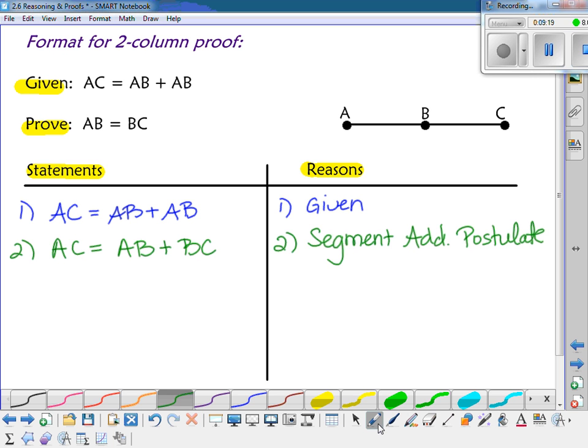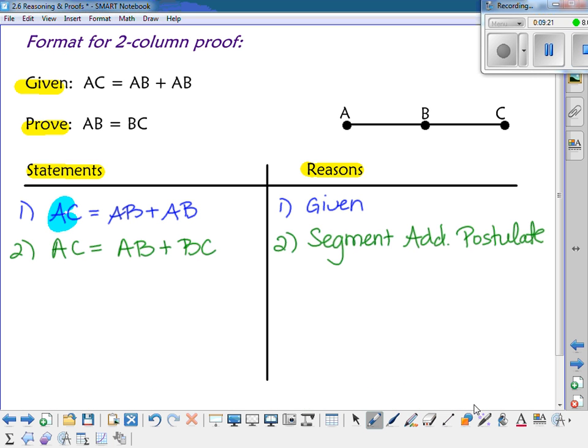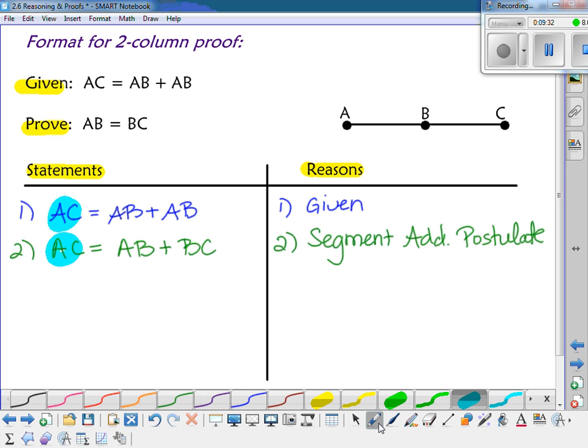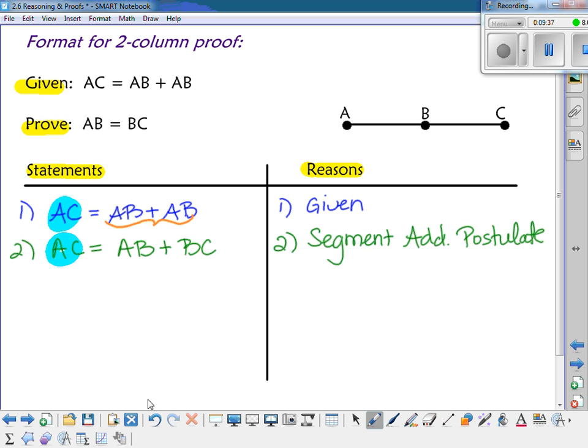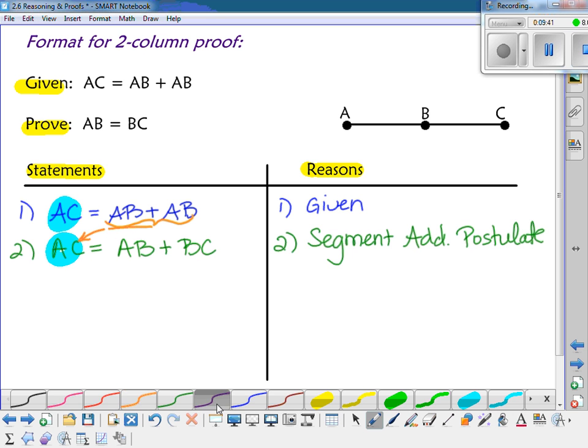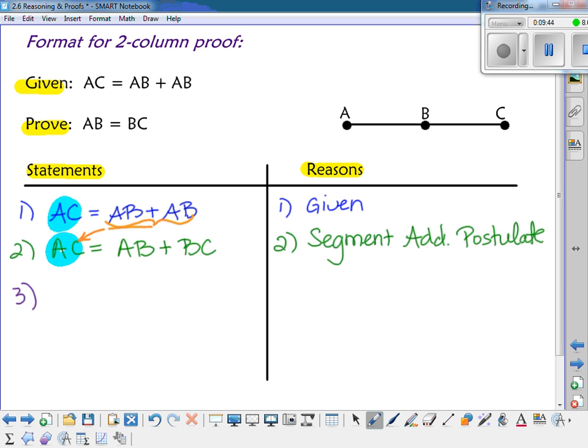So now if I look at this, I have AC here and AC here. And so what I can do is take what I have for AC right here and substitute it in right there. So that's what I'm going to do for my next step. Instead of writing the first AC, I'm going to write AB plus AB equals AB plus BC. So what did I do? I substituted.